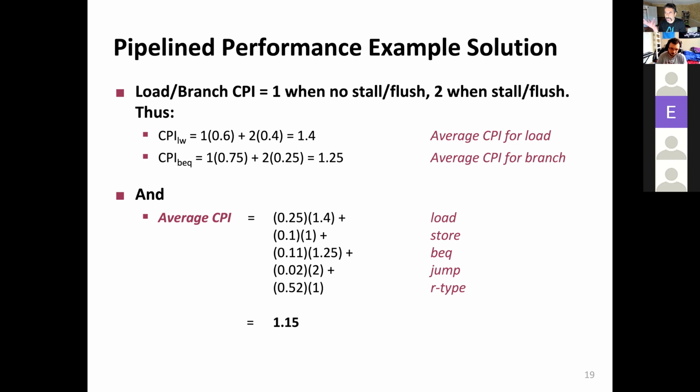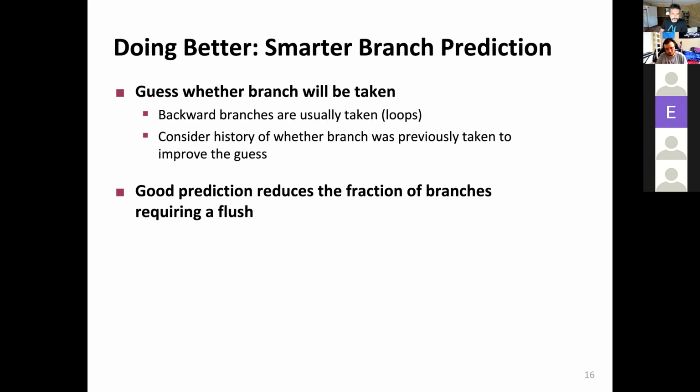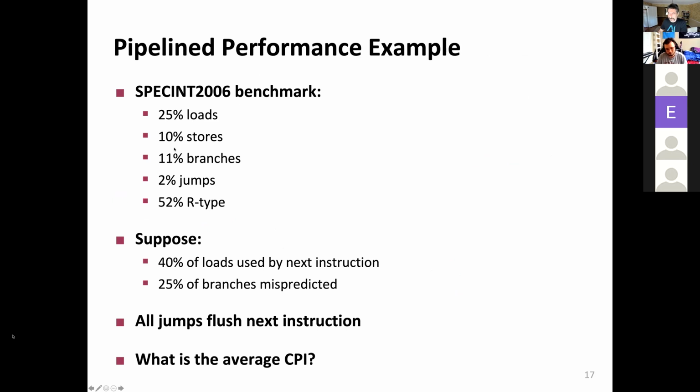So here we calculated the average CPI, and make sure we understand it. Given these assumptions could change, you could simply change this statistic, right? How could this CPI value change? Maybe these statistics, this percentage of instructions, could change. These assumptions, 40% of loads used by the next instruction, 25% of branches are mispredicted, or all jumps flush the next instruction. All of these assumptions could change. And as a result, the value of average CPI might change, right? You could simply vary these, and you see how they affect the CPI, average CPI.